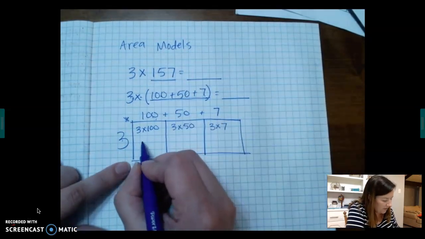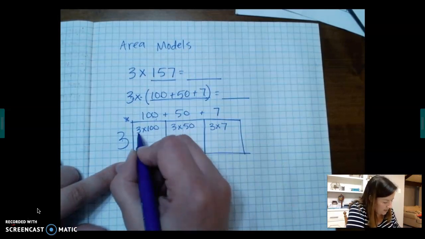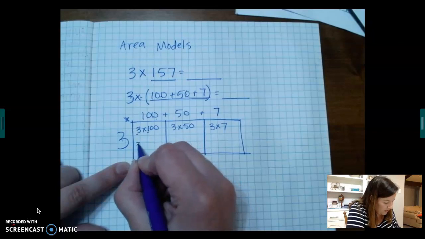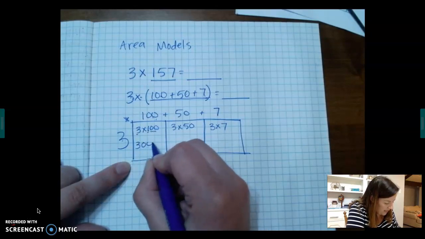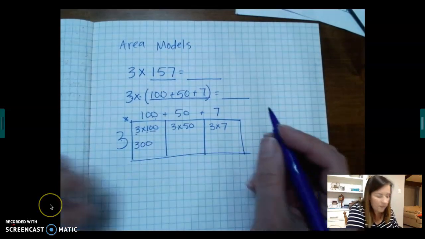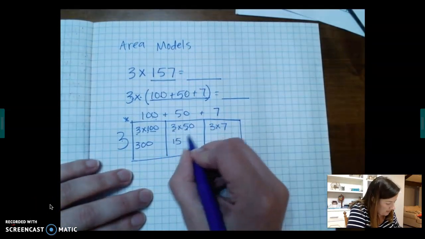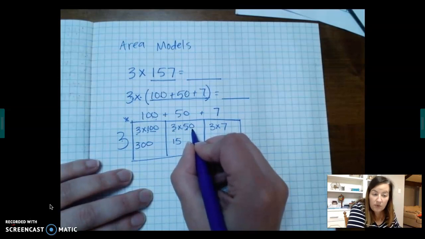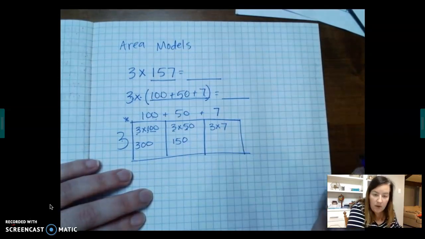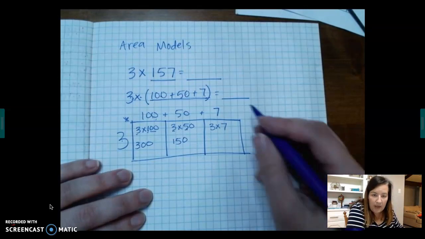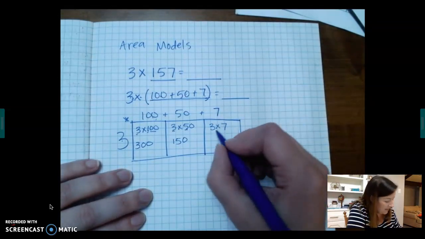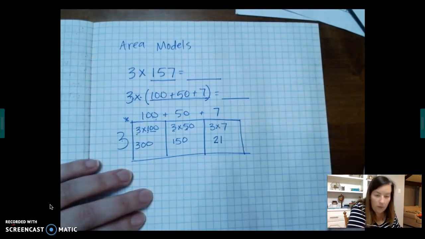Now let's actually solve for those 3 boxes. Okay, 3 times 100, 3 times 1 is 3. Add your 2 zeros back in, 300. 3 times 5 is 15. How many zeros? Just 1. So 150. And then this last box, 3 times 7 is 21.